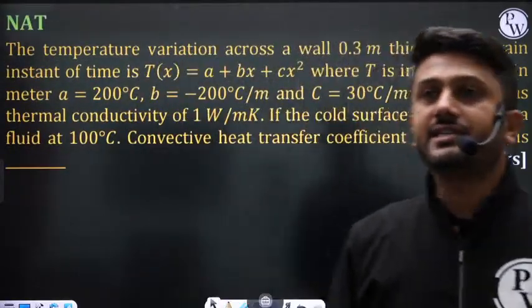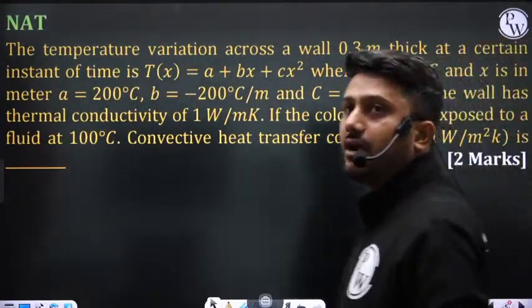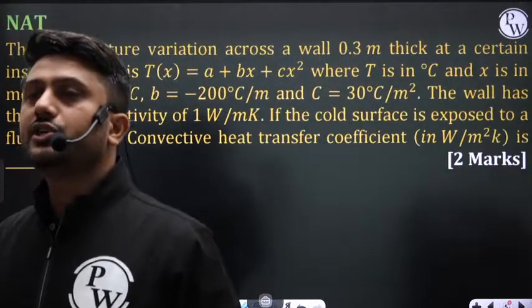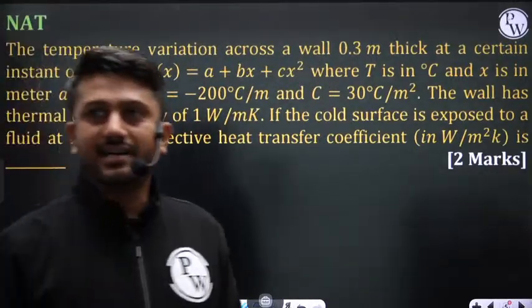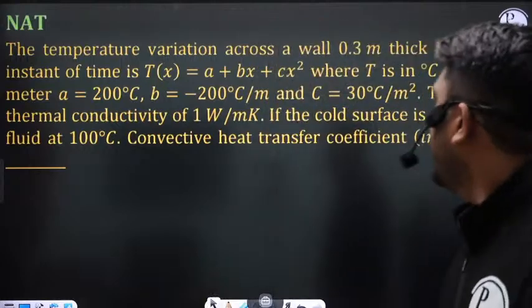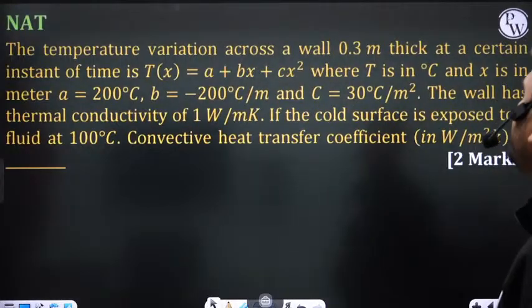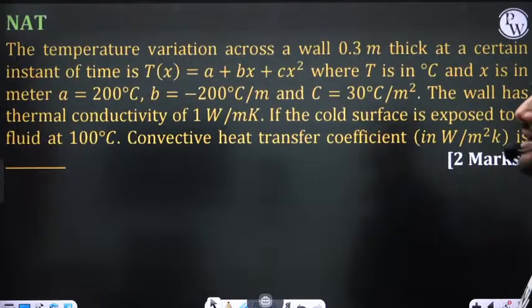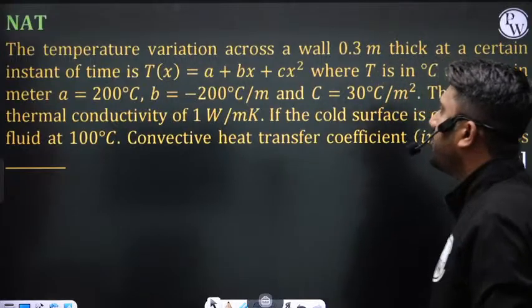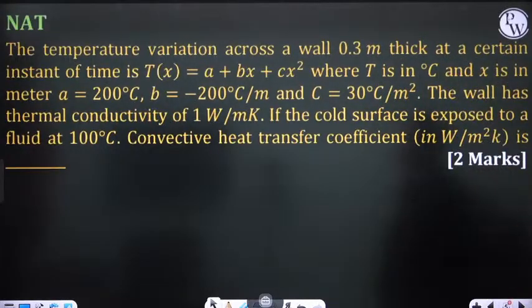In this question, it is given that the temperature variation across a wall, which is 0.3 meter thick at a certain instant of time, is T of x is equal to a plus bx plus cx square, where T is the temperature in degree Celsius and x is in meter. The values of A, B, and C are given. The wall has a thermal conductivity of 1 watt per meter Kelvin.